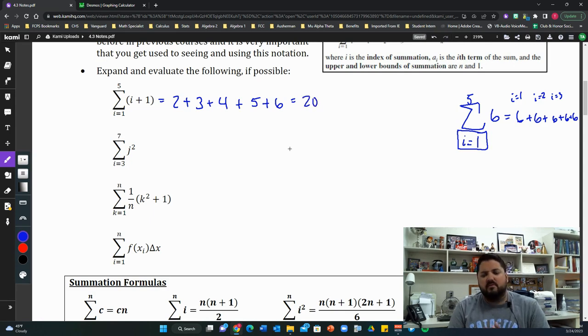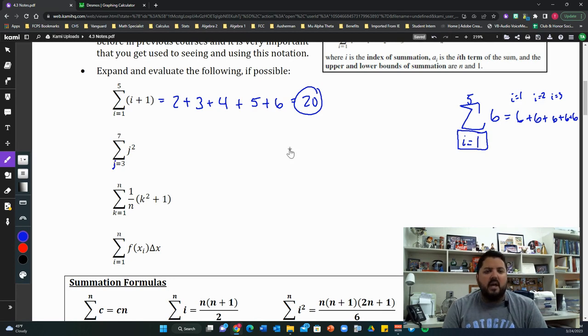So 2 plus 3 plus 4 plus 5 plus 6 gives me 20. So that would be the value of this summation. Next one, i equals 3 to 7 of the pattern. Oh, I'm sorry, this is actually supposed to be j. I wanted to use a different variable there.